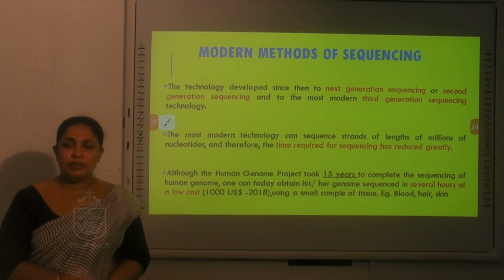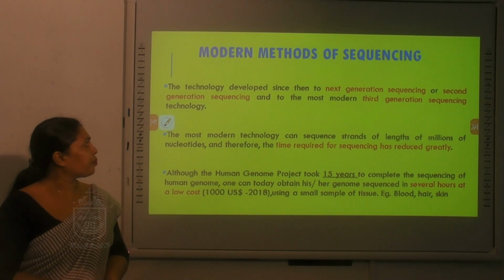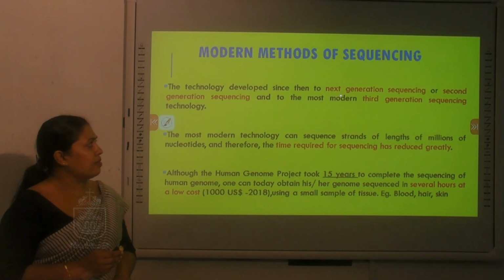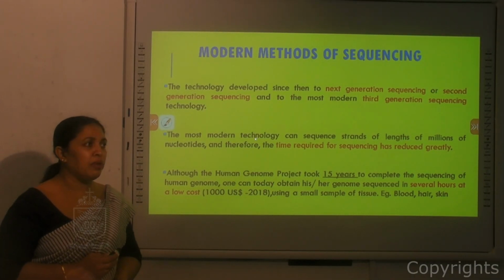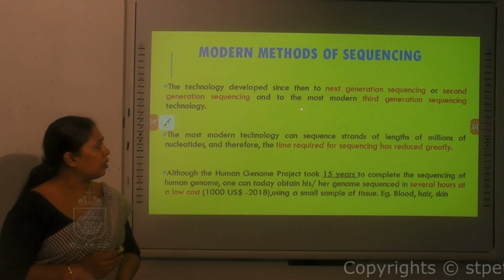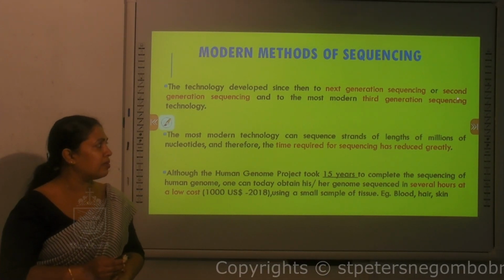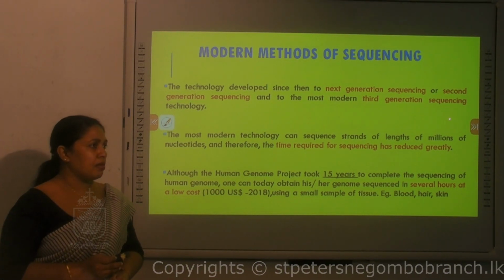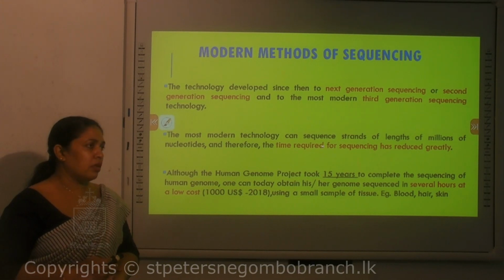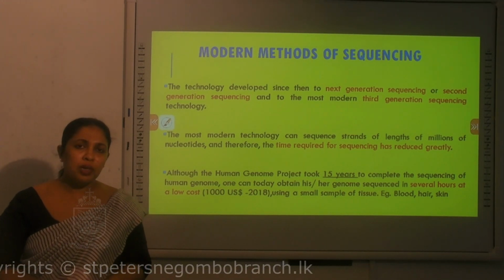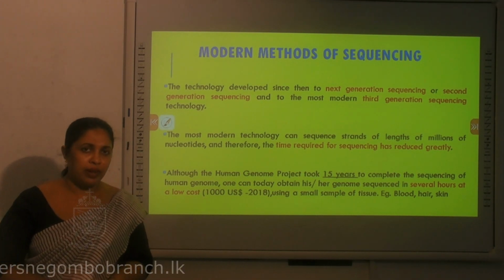But now it is greatly improved. Now there are modern methods of DNA sequencing. It is known as next generation sequencing or second generation sequencing. Simply we call it next gen sequencing. And the most modern method is third generation sequencing, used nowadays. This is the novel technique, and the great improvement in this is that the time required for sequencing is greatly reduced.